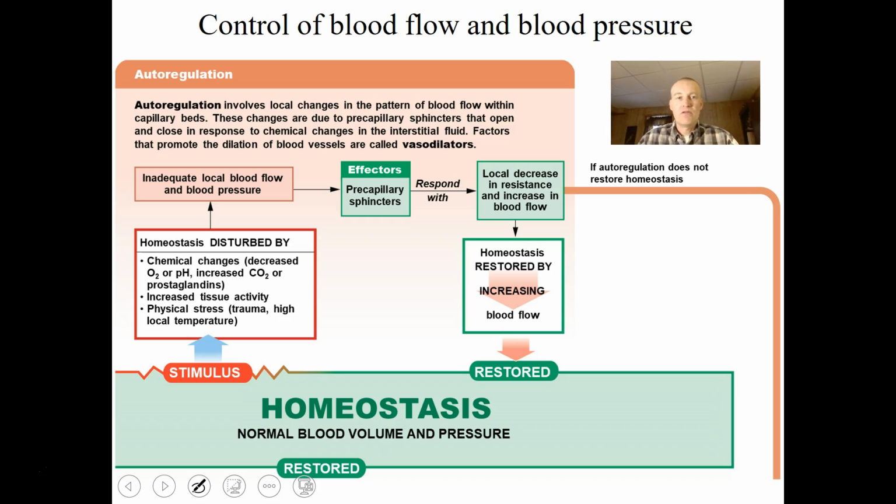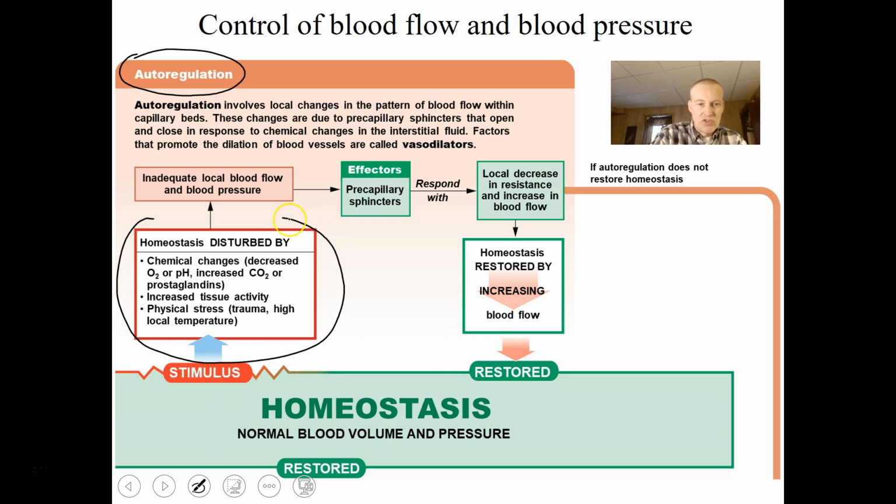All right, now I want to talk about some factors that are going to control the flow of blood and also control blood pressures. Lots of different things can control these particular activities. So for the first thing, blood vessels just in the regional area, there is autoregulation that goes on all the time. So if we have disturbances in homeostasis, like changes in oxygen, pH levels changing, carbon dioxide levels changing, we have chemicals like prostaglandins, stress, trauma, temperature changes in the local areas.